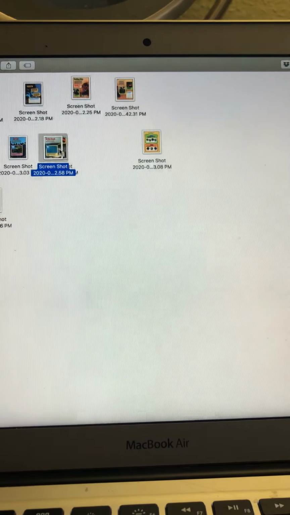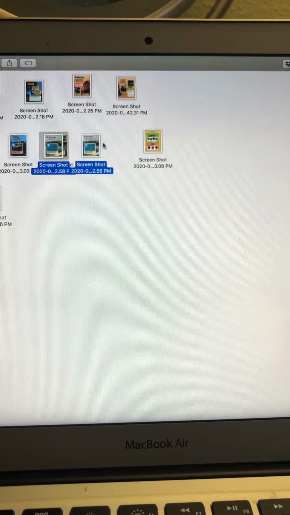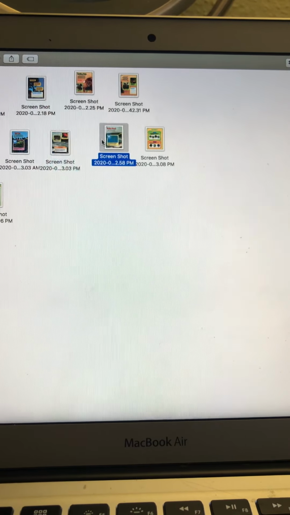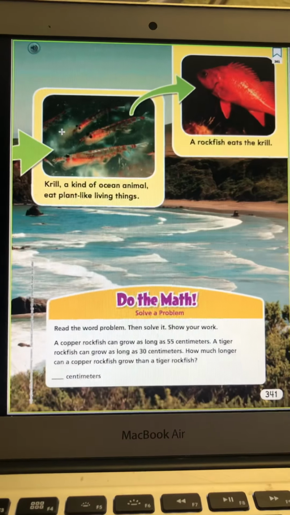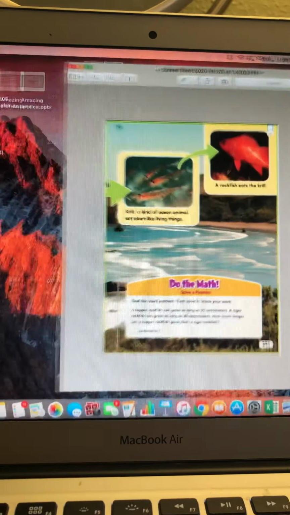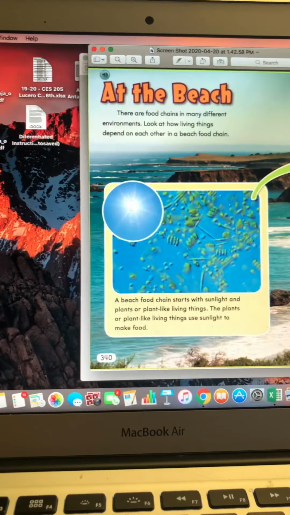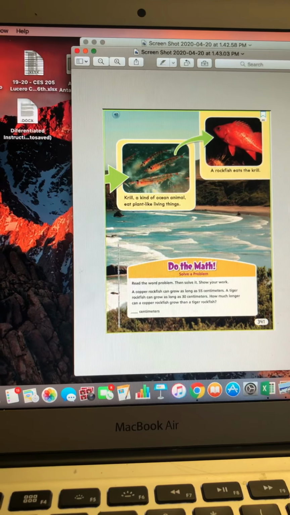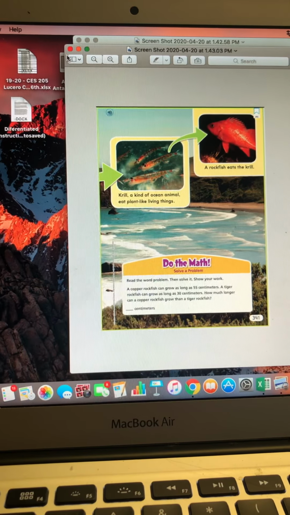So actually, let's see. So this one would be first. This is the first step where the sun makes the plants. And then this is where the energy goes through an ocean. So that one's different than the lake.